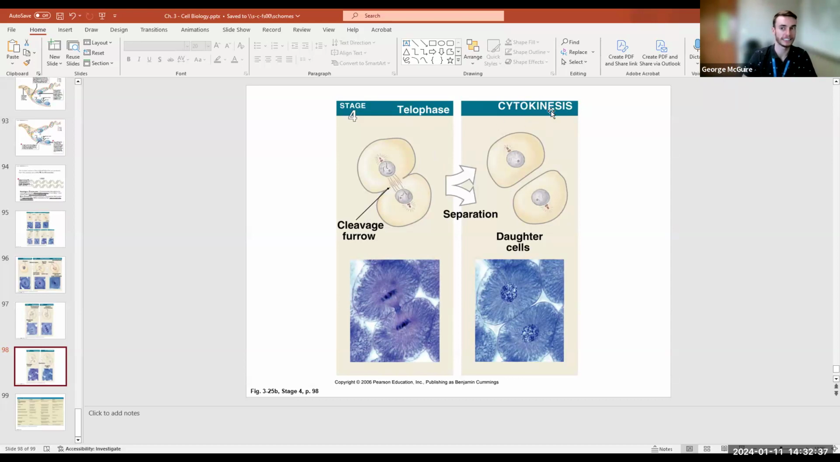So the membranes are pinching in to the center of the cell. And then cytokinesis, or cell movement, if you broke this word apart, cytokinesis is where those membranes will finally touch and separate as two completely new cells. And that is the process of cellular replication. And that is how all of our cells become two new cells.